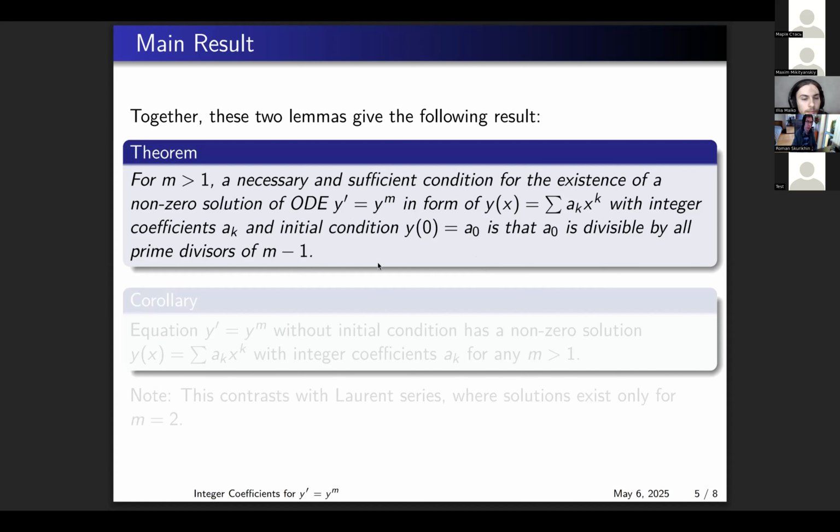Okay, and as I said, a corollary is that if we don't consider initial conditions, then there are solutions for any m greater than 1. And this contrasts with the result for Lorentz series.